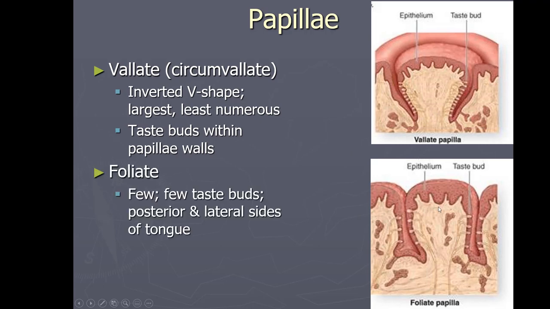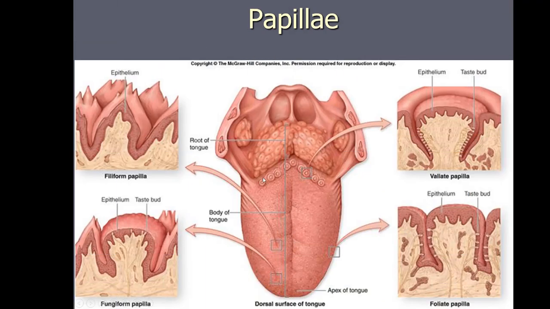And then lastly, foliate taste buds are found on the back and sides of the tongue. So let me just go back to that picture of the tongue. And these are the vallate or circumvallate papillae. They form this nice little V on the back of the tongue.